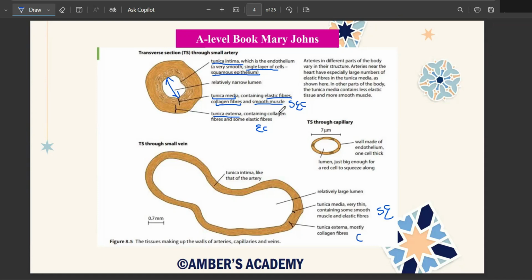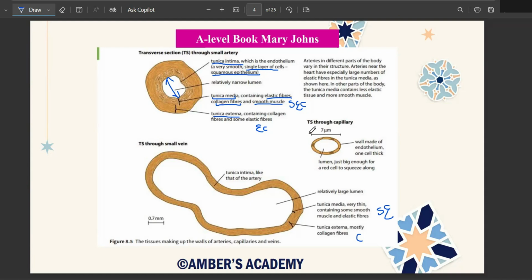Okay, I know this is much to remember, but you'll be able to learn it through mnemonics. Okay, SEC, EC, easy for artery. Then SEC, which we were saying in a combined manner in tunica media, just split it up: SE and then you have C.